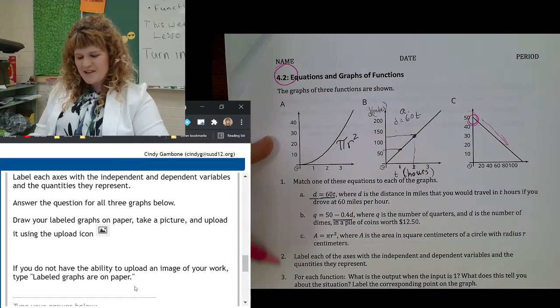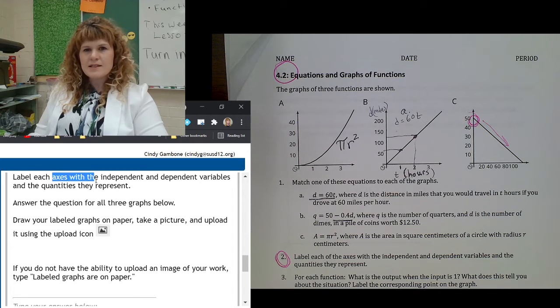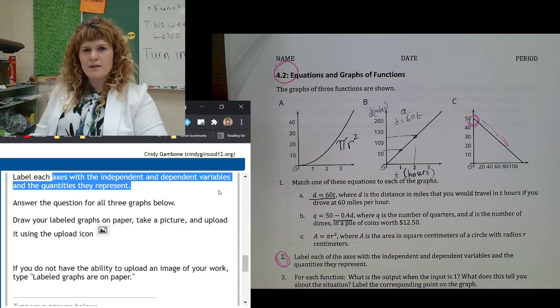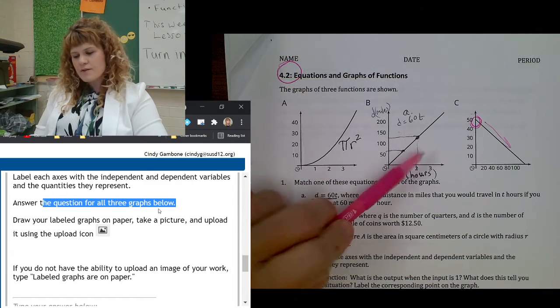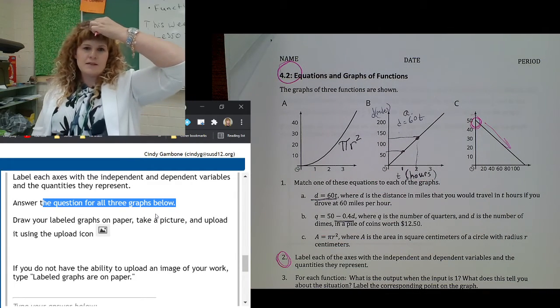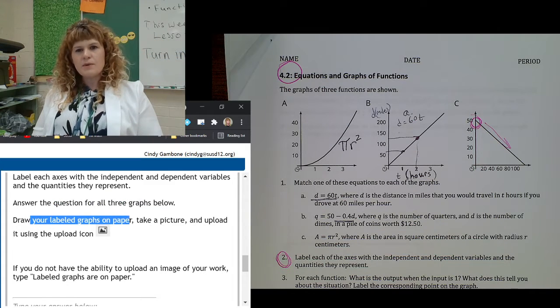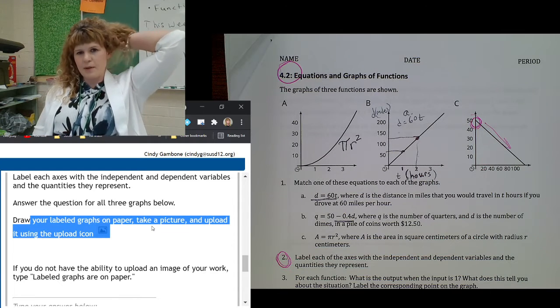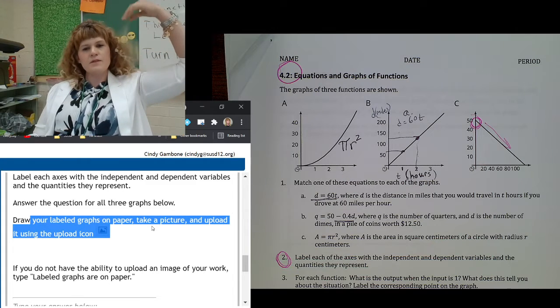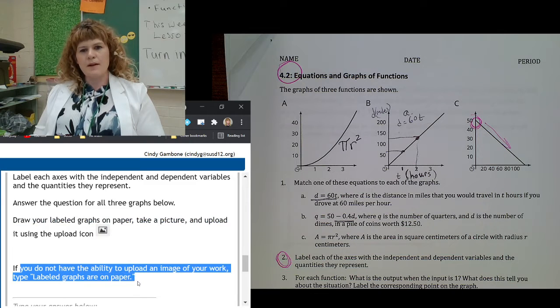Okay, let's go on to number 2. Number 2 says, label each axis with the independent and dependent variables and the quantities they represent. Answer the question for all three graphs. So for all three graphs, you're going to label the axes and the quantity it represents. It says, draw your labeled graphs on paper, take a picture, and upload it using the upload icon. If you do not have the ability to upload an image of your work, type labeled graphs are on paper.